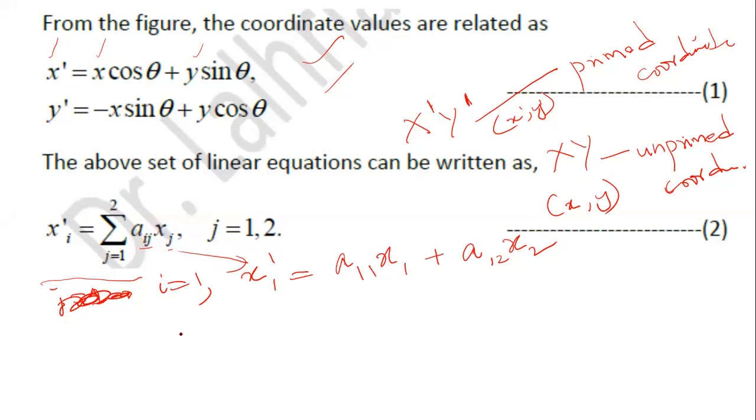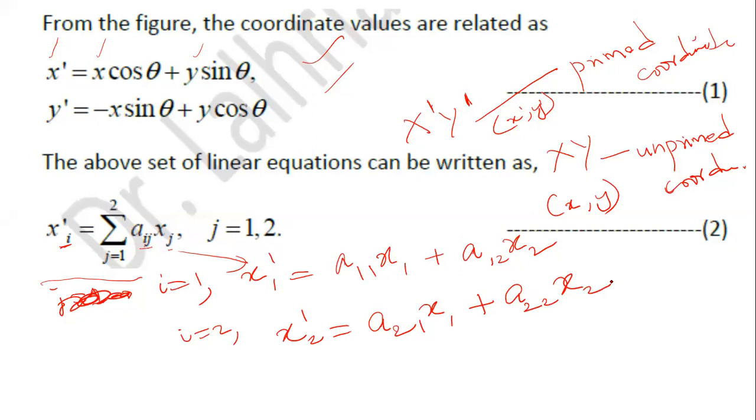Now you consider i equal to 2 here. If you consider i equal to 2, instead of i here you put 2, you will get x2 prime. Instead of i we already have 2, so a2. Now you start the summation from j equal to 1 to 2. j is 1, a2 1, x1, plus i is already 2 here, j is 2, a2 2, x2. So you can have a set of linear equations. You can represent it like this.